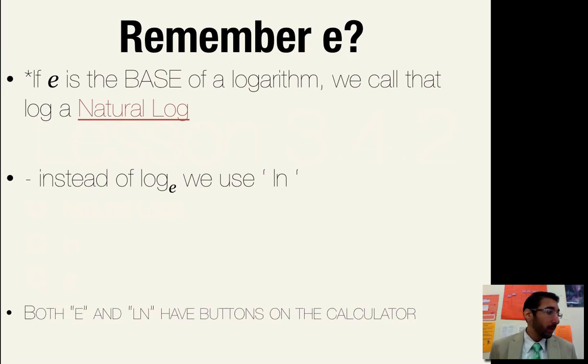And thankfully, both e and ln have buttons on the calculator. If you look at your calculator, you have two e keys. One of them is by the division key. If you press second divide, then you'll get e, and then you'll have to raise something to that. But if you already want to raise something to an e power, you can just press second and the ln key right here, and that'll get you e, and it'll already be raising something to a power, so you can just type in whatever you're raising to a power.